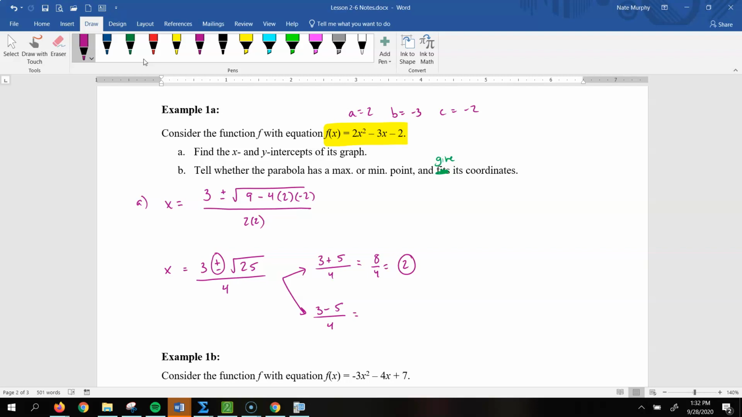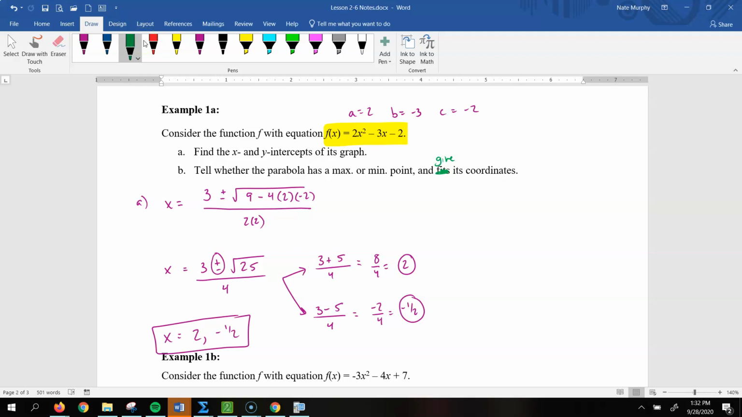Then we'd have 3 minus 5. Well, 3 minus 5 is negative 2. Divided by 4 reduces to 1/2. So we'd have negative 1/2 would be our other value for x. So our values for x, or x-intercepts, would be at 2 and at negative 1/2. Or we could write it as coordinates and say it would be the coordinates (2, 0) and (negative 1/2, 0). All right, so that's our x-intercept.